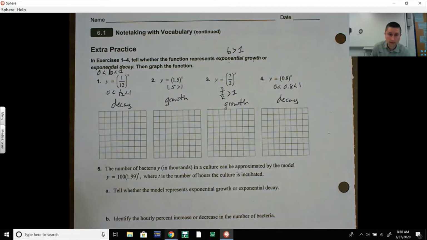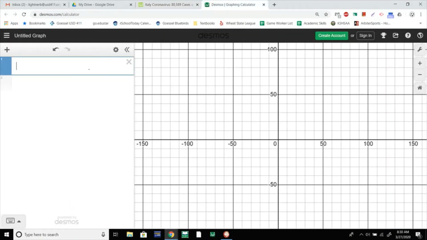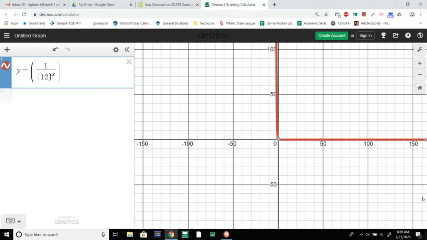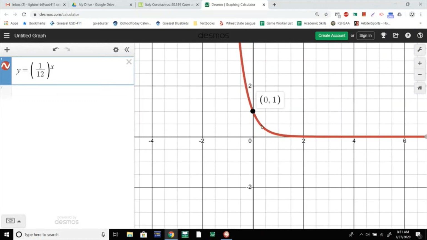All right. To help you with the graphing, we will utilize Desmos. So y equals 1/12 raised to the x. Okay, so there's your decay. Zoom in. So you can get some points here. 0, 1. You can find some other points here to help you graph it.